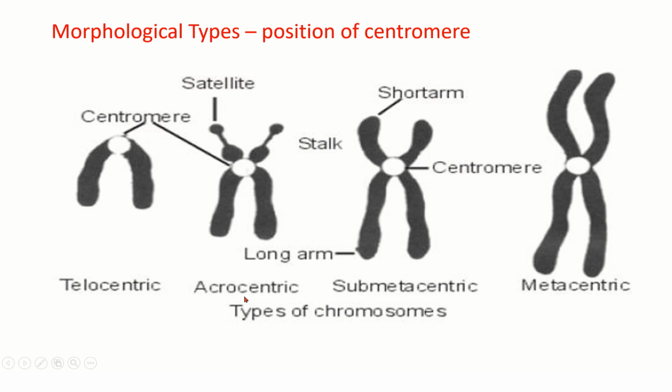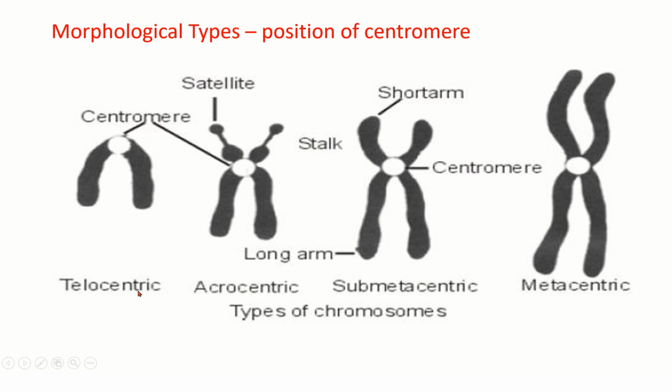Then morphological types, you can see here. Metacentric, where the centromere is at the center and both arms are almost equal. Then submetacentric, where the centromere is slightly away from the center, so there is a short arm and a long arm. And acrocentric, where you can see the satellite also, there is a short arm and a long arm. The centromere is located more towards the end. And telocentric, where the centromere is at the end. There is no short arm, only a long arm.